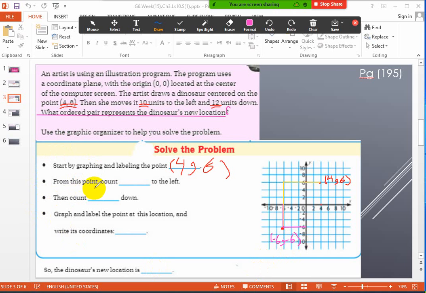So here, from the point, count 10 units. I will write the answer for you. 10 units to the left. And then count 12 units down. Then graph and label the point. It will be what? -6, -6. This is the new point.